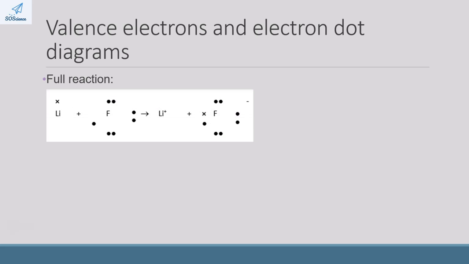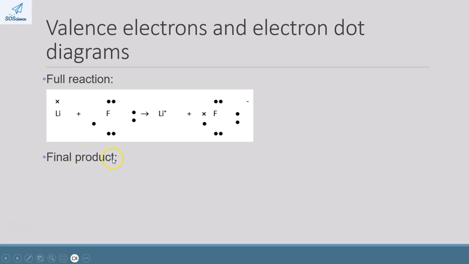So my full reaction shows the original lithium atom with its 1 valence electron, the original fluorine atom with its 7 valence electrons, and that makes lithium plus. Remember, it lost its valence electron in order to have a full outer energy level. And this fluoride ion has gained that valence electron from lithium, so now it becomes negatively charged.